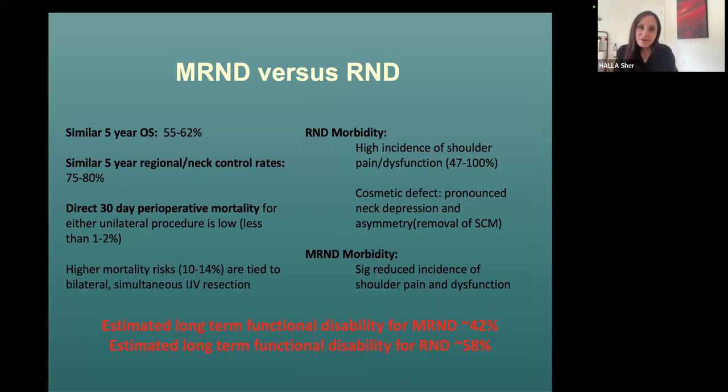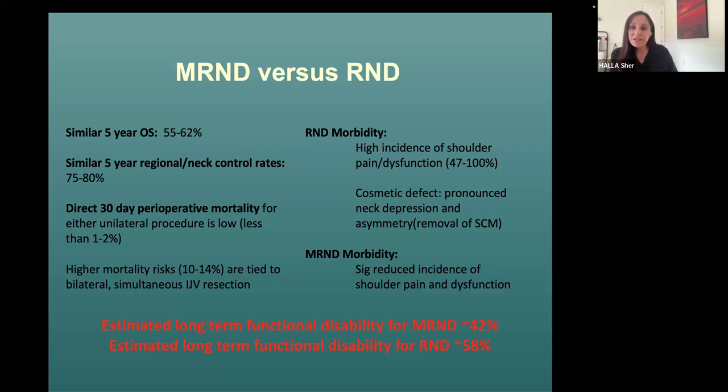So in looking at the modified radical neck dissection versus the radical neck dissection, both of these operations actually offer similar oncologic results. They have a similar overall 5-year survival of around 55 to 62%. They have a similar rate of 5-year local regional control, 75 to 80%, which is pretty decent. They also have pretty similar 30-day perioperative mortality rates, which is quite low, less than 1 to 2%.